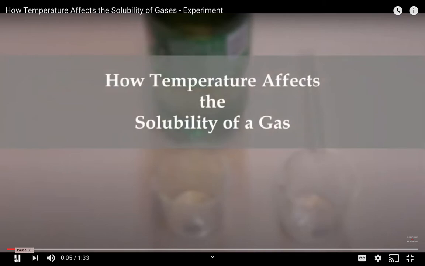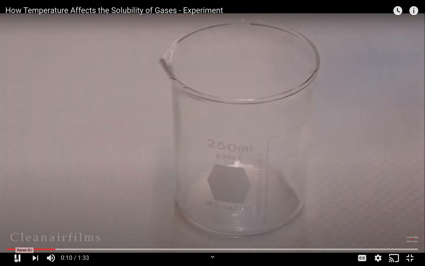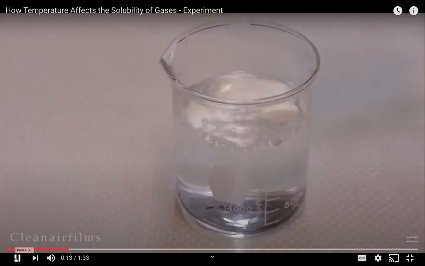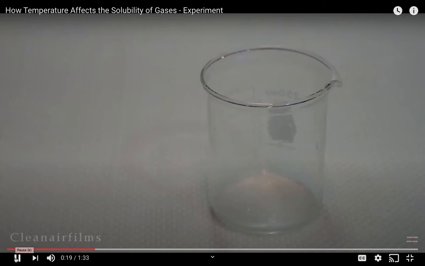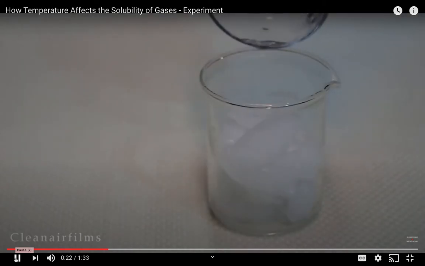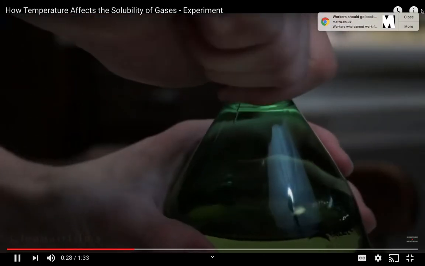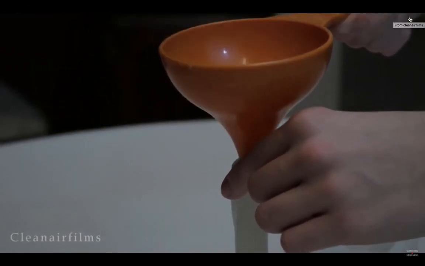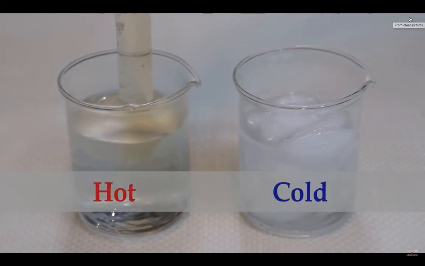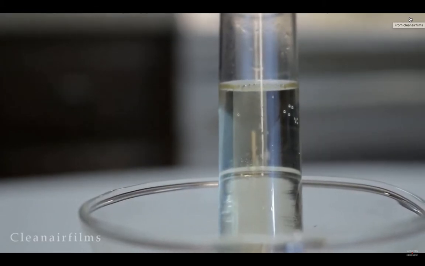Today, in this experiment, we are going to demonstrate how temperature affects the solubility of a gas. Let's start by boiling some water in a beaker. In a second beaker, add ice and water. Now pour a carbonated drink into a test tube. Place the test tube in the hot water. Notice the bubbles of carbon dioxide gas forming.